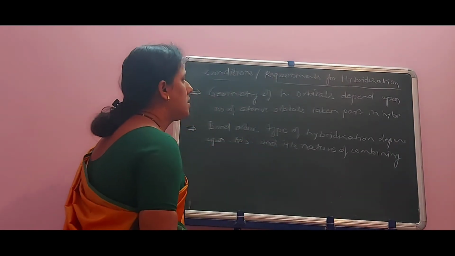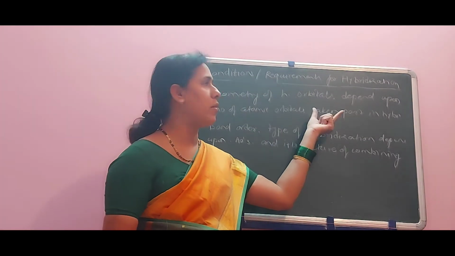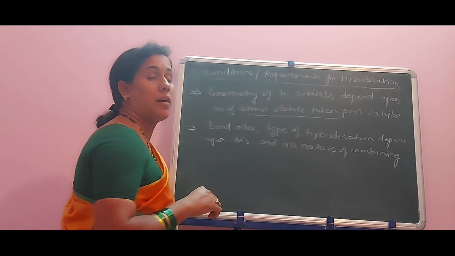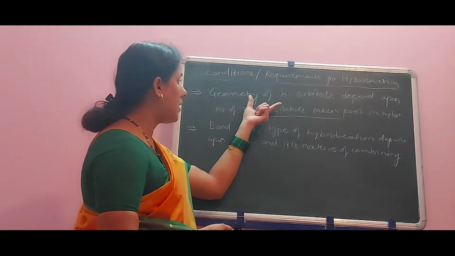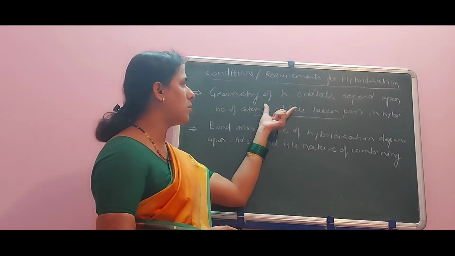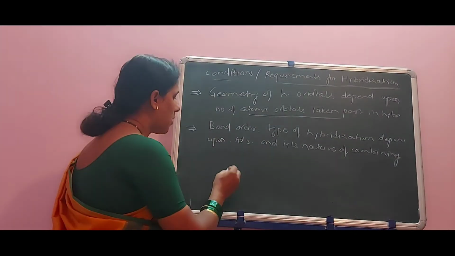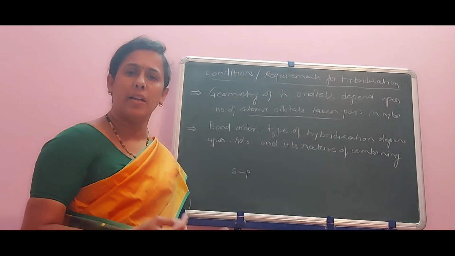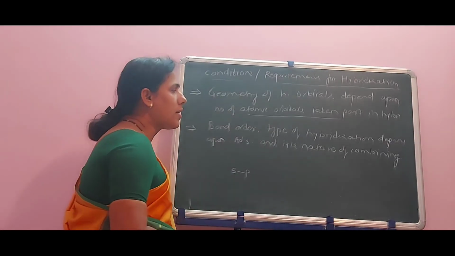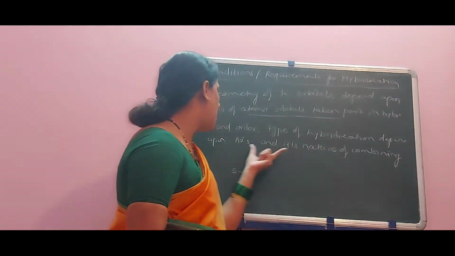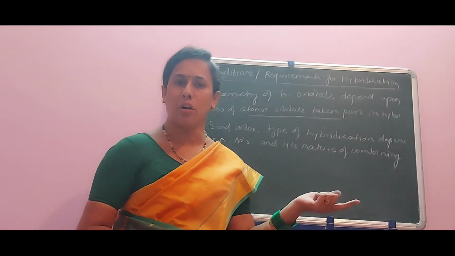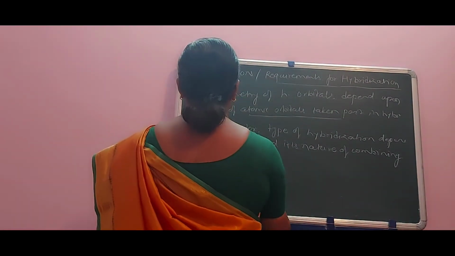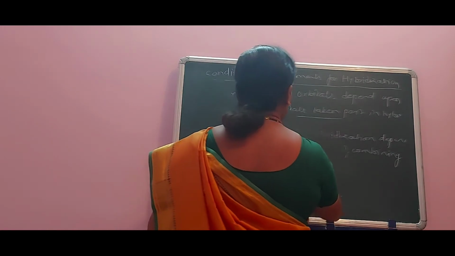Now what is the next? The geometry of hybrid orbitals depends upon the number of atomic orbitals taking part. How many atomic orbitals take part depends upon these atomic orbitals. When S and P orbitals take part, there is formation of sp hybridization. Bond order and type of hybridization depend upon the AOs and the nature of their combining. Now the next points are given to you, which I am going to discuss with you.